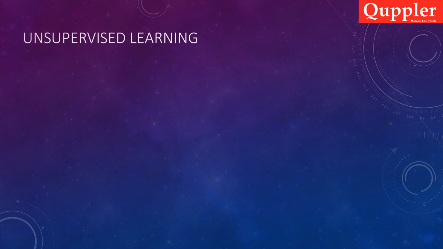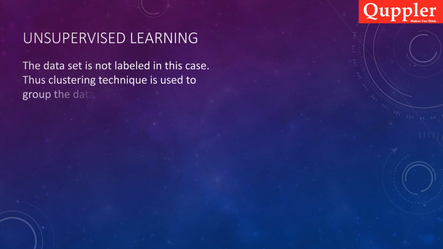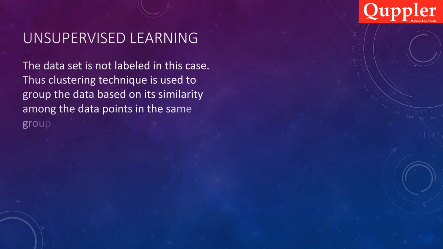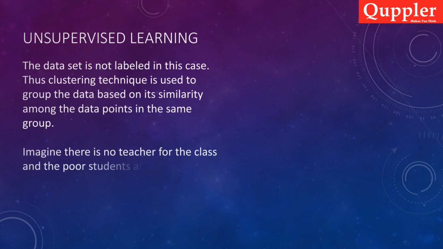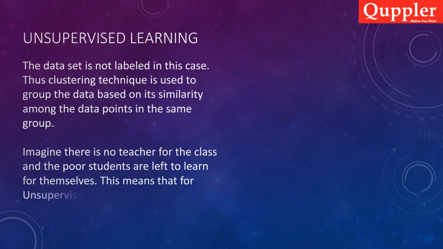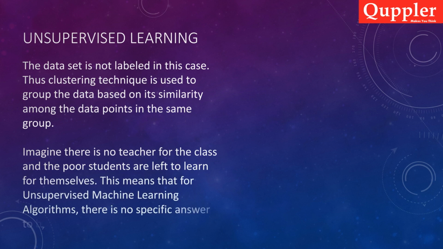Next is about unsupervised learning. In unsupervised learning, the data set is not labeled, and thus a clustering technique is used to group similar data points in the same group. Which means, for example, imagine in a class there is no teacher at all, and students have to learn by themselves. They have to go through the entire syllabus on their own. Those kinds of things come under unsupervised learning.